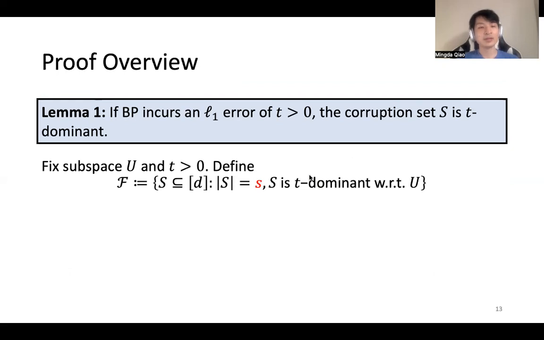Now, given this lemma 1, we fix a subspace U and some parameter T, and consider the family F of all the T-dominant sets with respect to the subspace U.